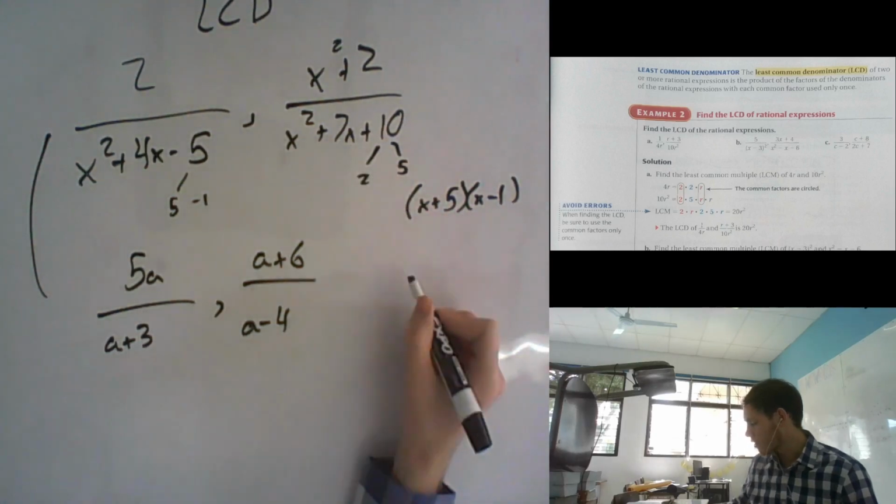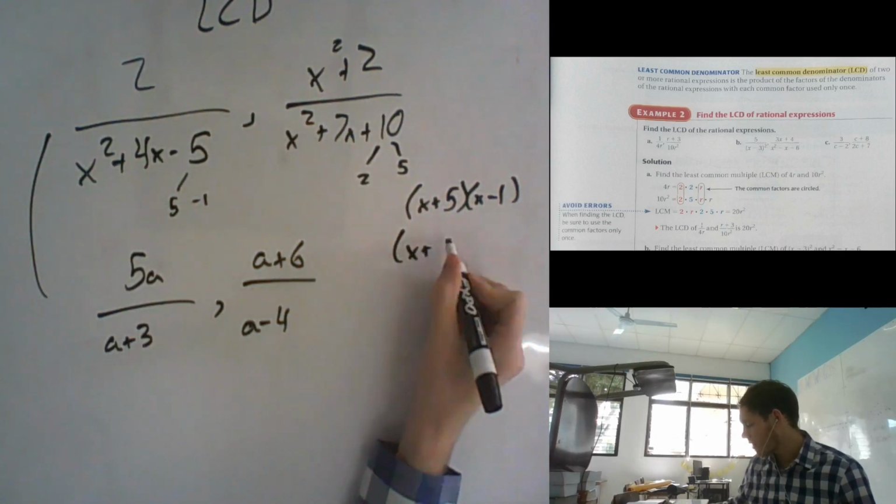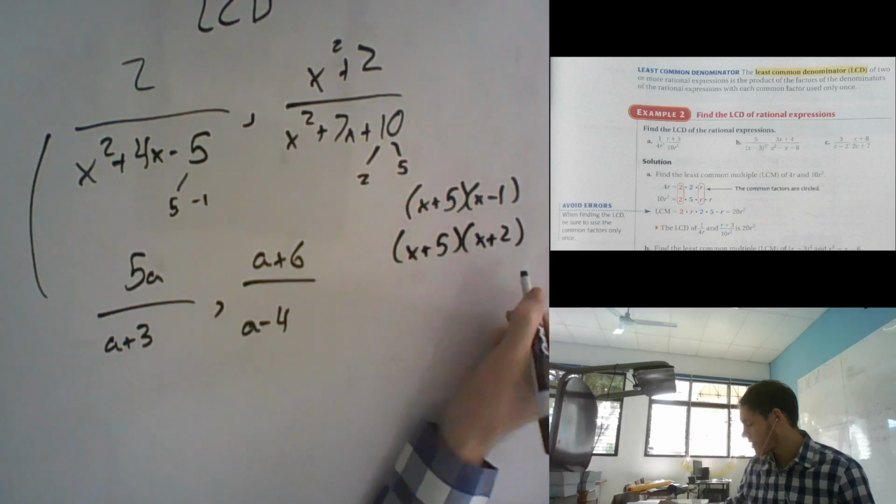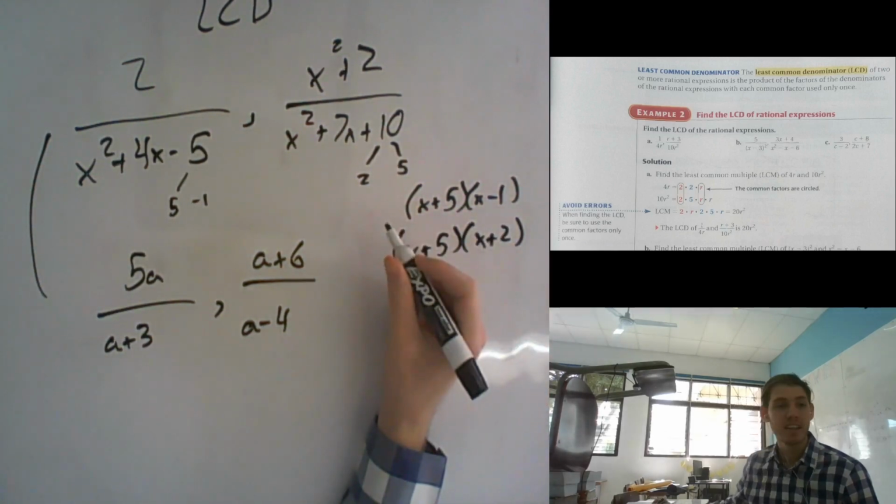And that's what works. So you're going to get x plus 5 times x plus 2. The order doesn't matter, but finding least common.